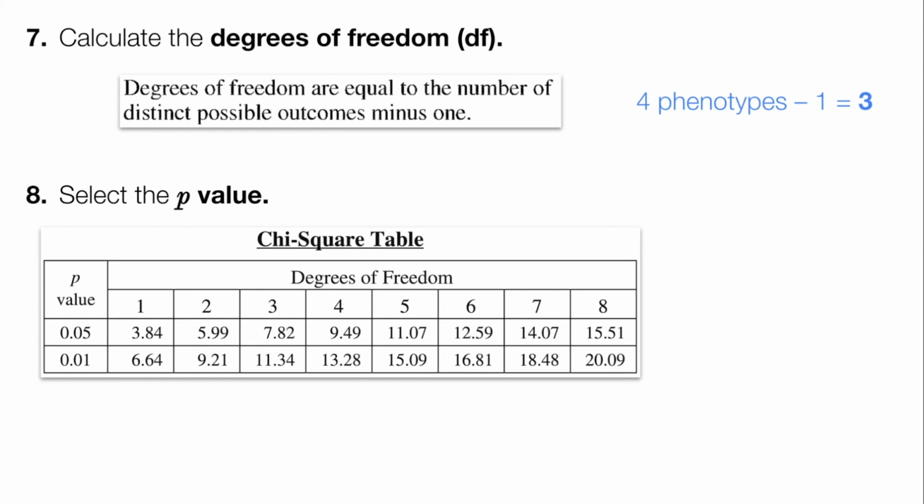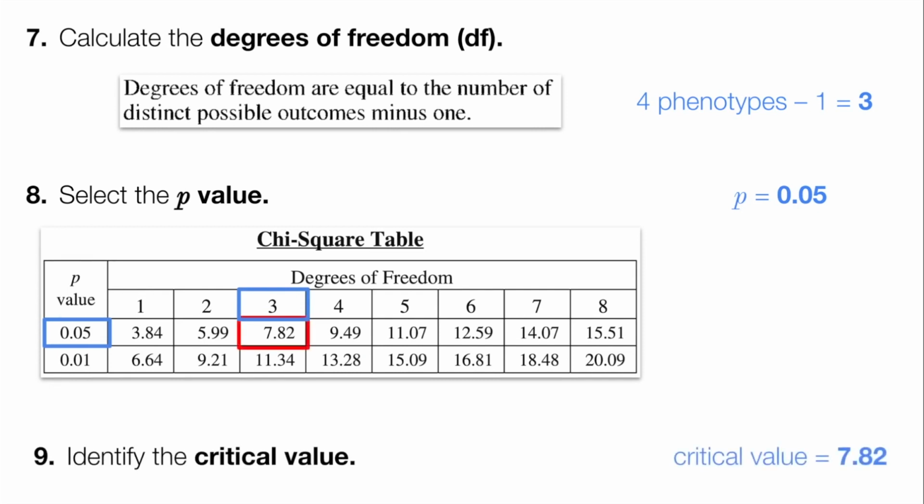First, we'll look at the p-value. You'll notice that we use a chi-square table to determine the critical value and the p-value. We need to find the 3 degrees of freedom column, and we need to select the 0.05 p-value. Notice there are two possible p-values that we could choose from, but we're going to use the 0.05 p-value. And we just find where those two boxes intersect. So the 3 degrees of freedom box and the 0.05 p-value, they intersect at this point. That's called the critical value, and that is shown in the red box. So our critical value for this experiment is 7.82.